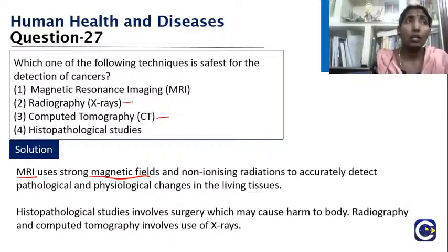CT is what? It's a three-dimensional X-ray. And histopathological studies involve putting a needle in, taking tissue out and harming the body. So the best way, I always say, is the use of MRI. Okay, good.